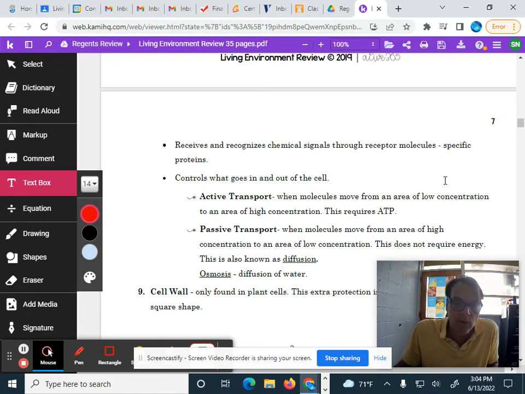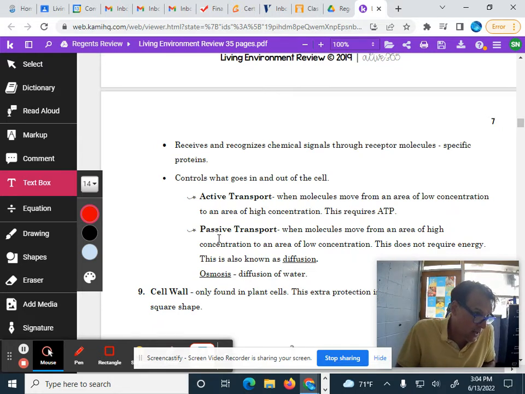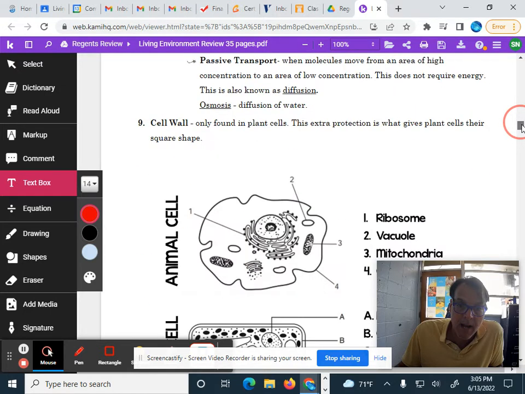Active transport is when you use energy to transport things. Usually you go against a normal concentration gradient. Normally, in passive transport, you go from high concentration to low concentration. But in active transport, you're trying to move things in the opposite direction, and that requires ATP energy. Two types of passive transport you should know are diffusion and osmosis. Diffusion is the movement of substances, where osmosis is the movement of water across a semi-permeable membrane.